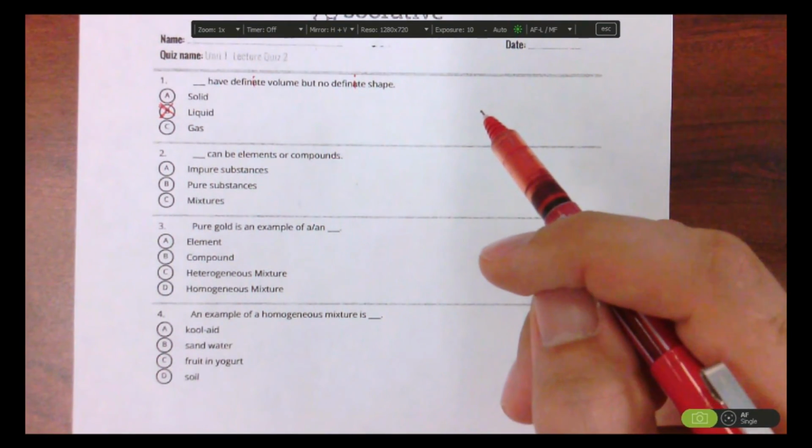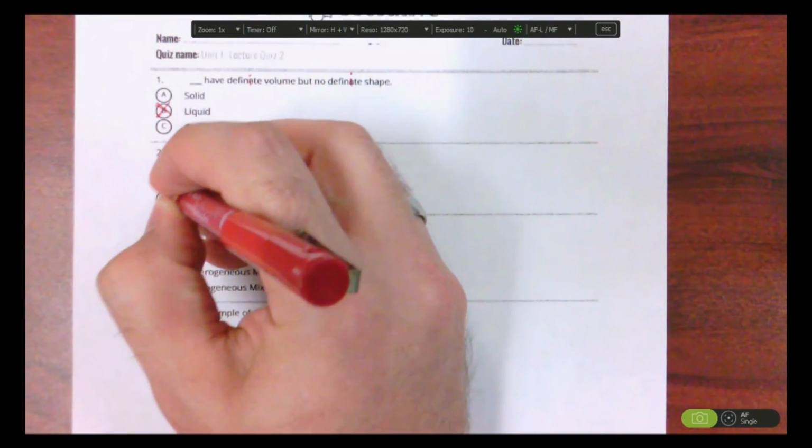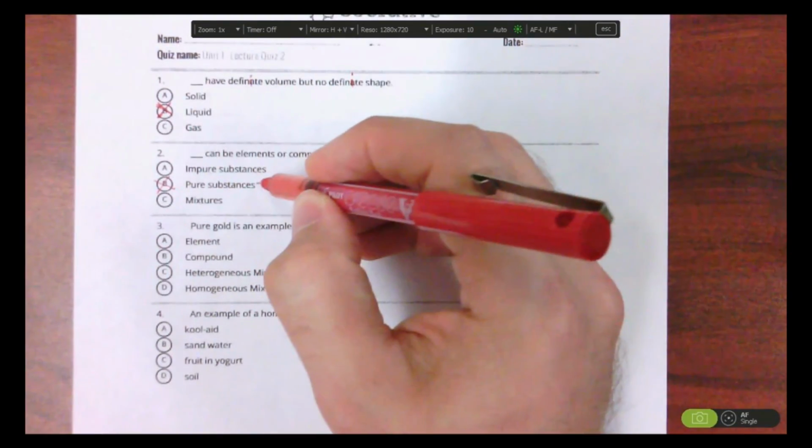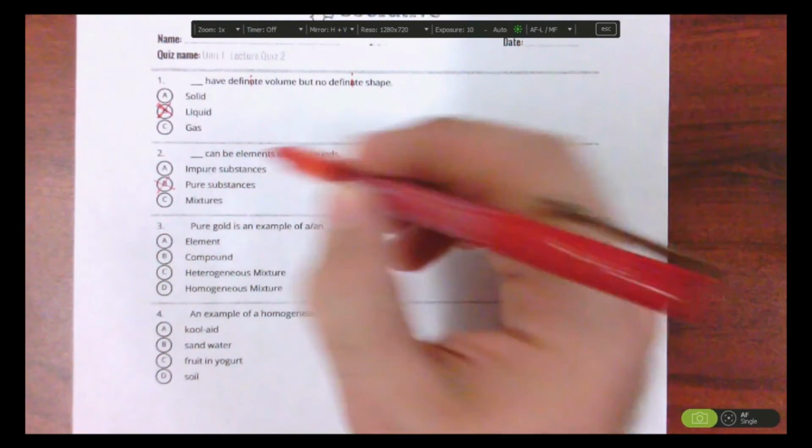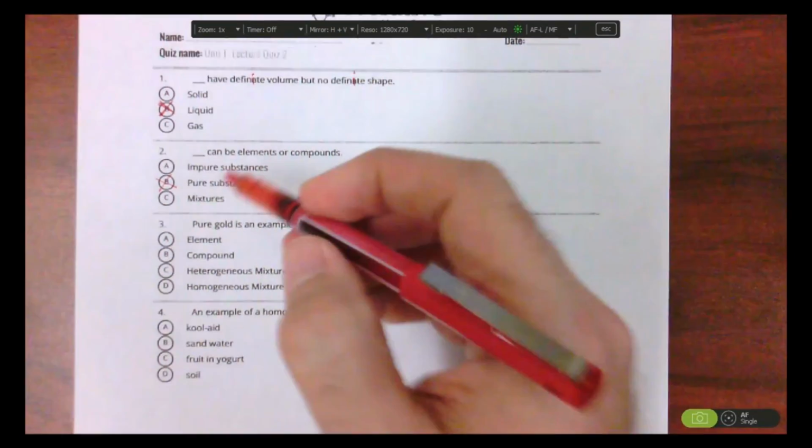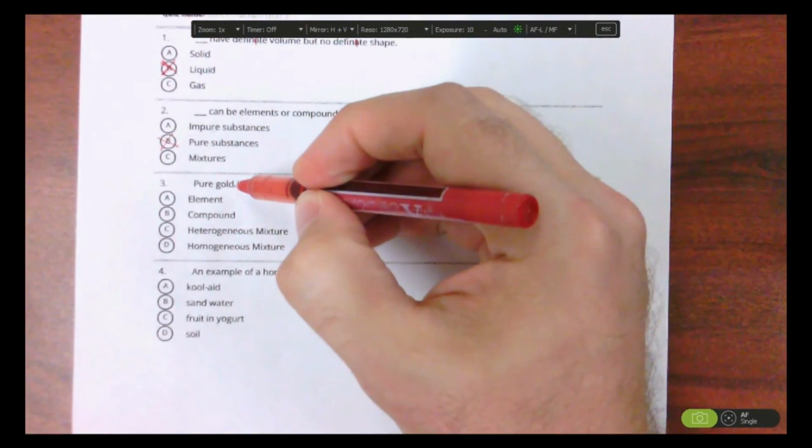Number two, can be elements or compounds. This is a crazy question. If you look through your little chart, it actually was one of the things. It'd be pure substances. Remember, because these two break down into these two guys, impure substance wasn't even on there. And mixtures would be the heterogeneous and homogeneous. Number three, pure gold is an example of an element. Especially since it says pure, that gives you a good idea it's going to be on one of these two sides.